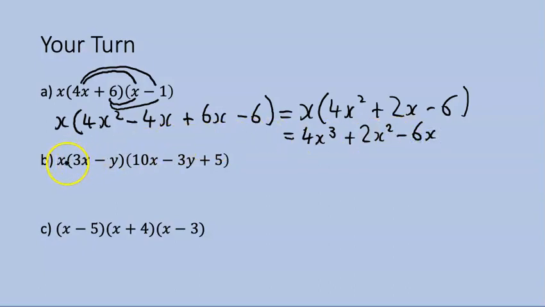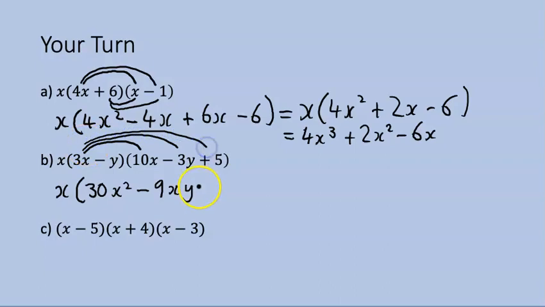Now for the complicated one, for b, and again, I'm going to use the same method. So 3x times 10x, I'll make sure I write my x in my bracket here, is 30x squared. 3x times minus 3y is minus 9xy. 3x times 5 is plus 15x.